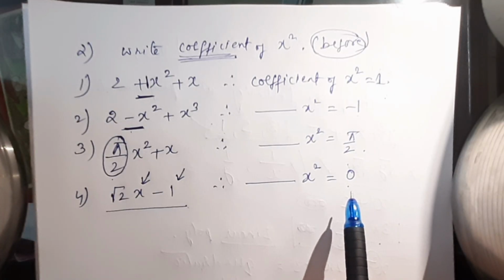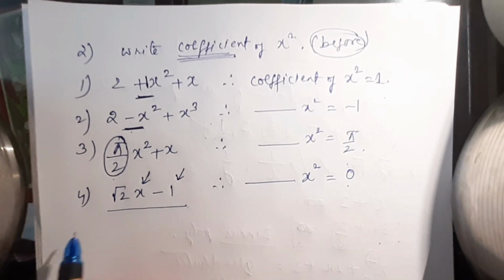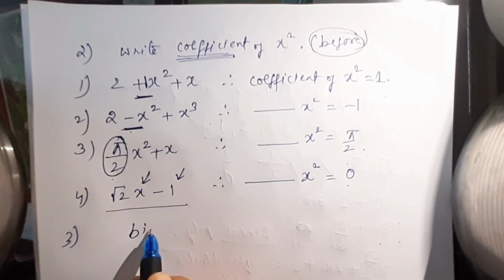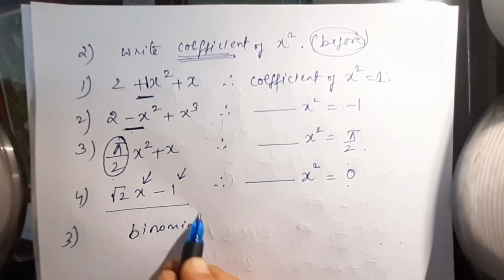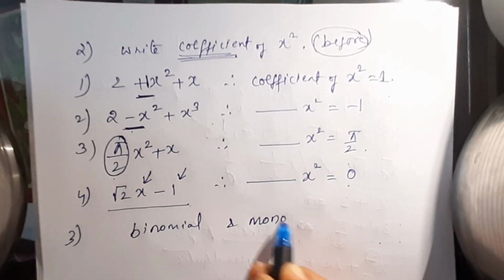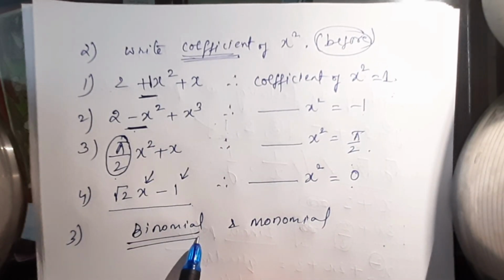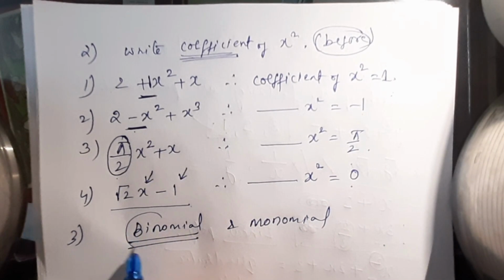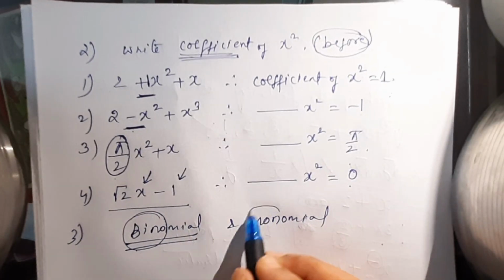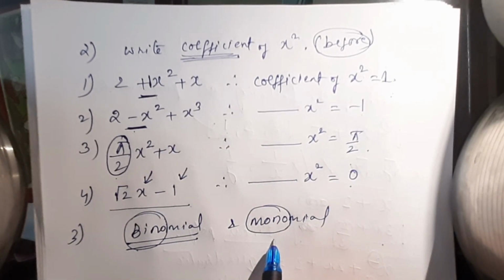Now the third question, we need to give one example each of a binomial with degree 35 and a monomial with degree 100. So in the third question, we need to give an example of a binomial and a monomial. So what are binomial and monomial? A binomial is a polynomial where there are two terms. Bi means two terms, mono means one term. When there is one term, we call it a monomial.